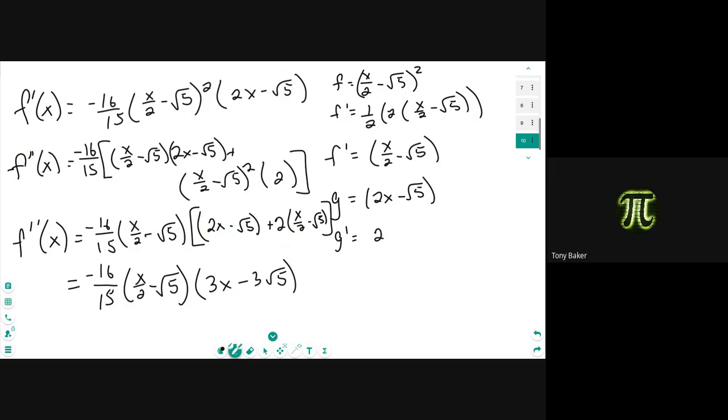All right. So now where's my zeros? Same process. So x over 2 minus the square root of 5 equals 0. So x is 2 square root of 5. That keeps coming back up. And then 3x minus 3 square root of 5 is x equals square root of 5.